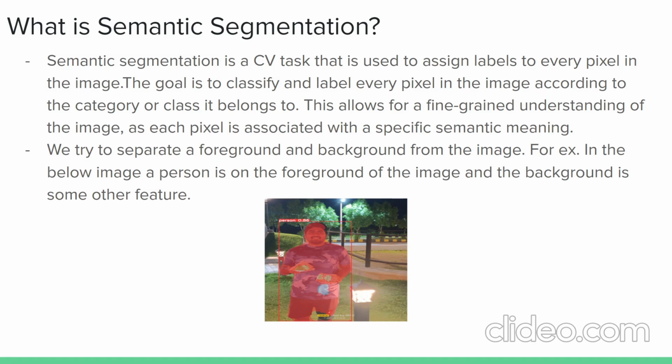The simple understanding of semantic segmentation is that we try to separate the foreground and background from the image. For example, in the below image, we can see that there is a person standing in the image, and we have tried to separate the foreground, that is the person, and the background, that are some other features from the image.